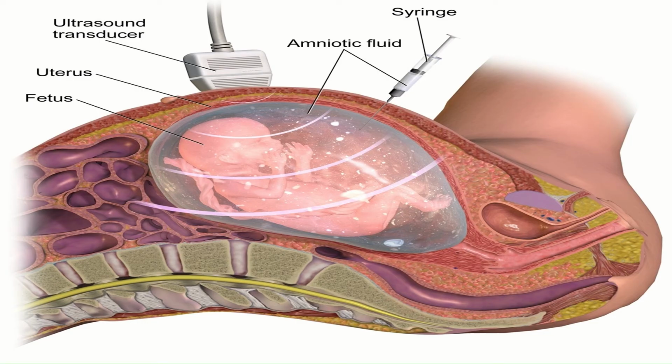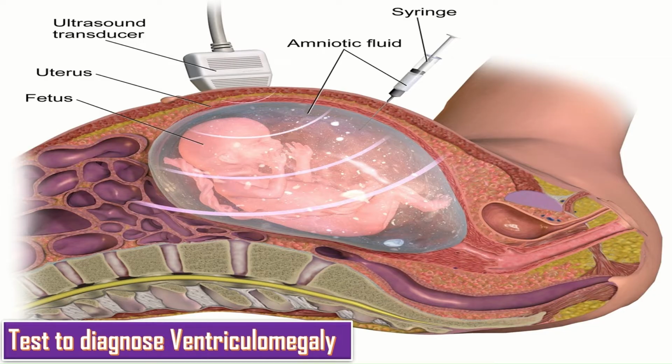What test is done to diagnose ventriculomegaly? The test which is commonly offered is amniocentesis. Also, certain tests which help to find out the type of infection can also help us a lot.